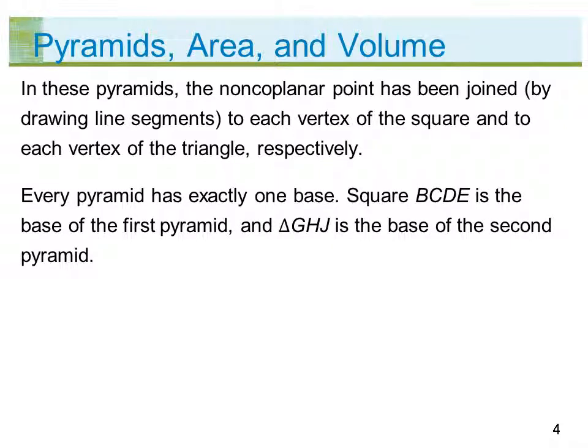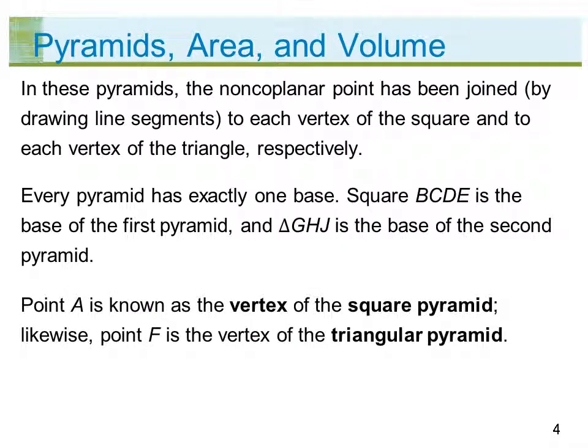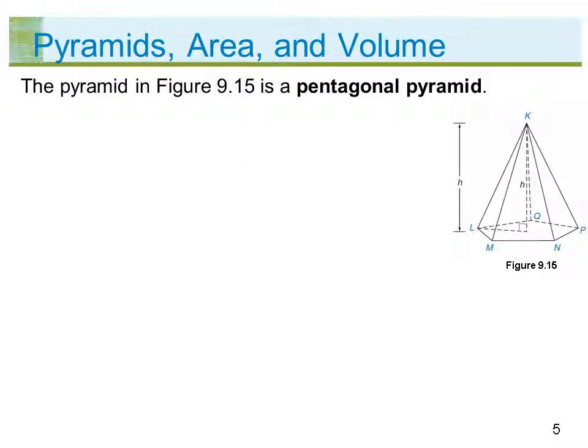Every pyramid has exactly one base. Square BCDE is the base of the first pyramid, and triangle GHJ is the base of the second pyramid. Point A is known as the vertex of the square pyramid. Likewise, point F is the vertex of the triangular pyramid. The pyramid in Figure 9.15 is a pentagonal pyramid.